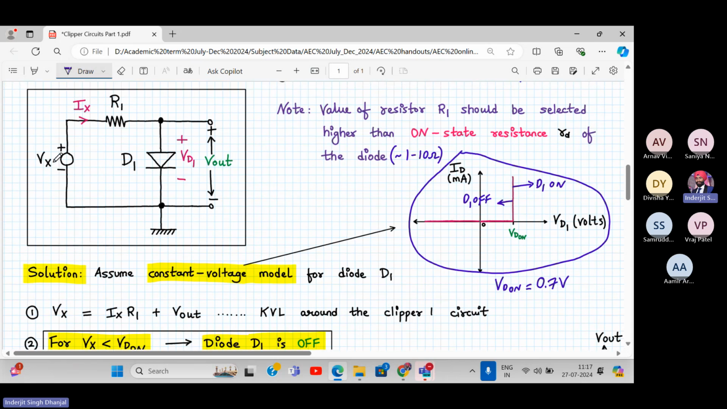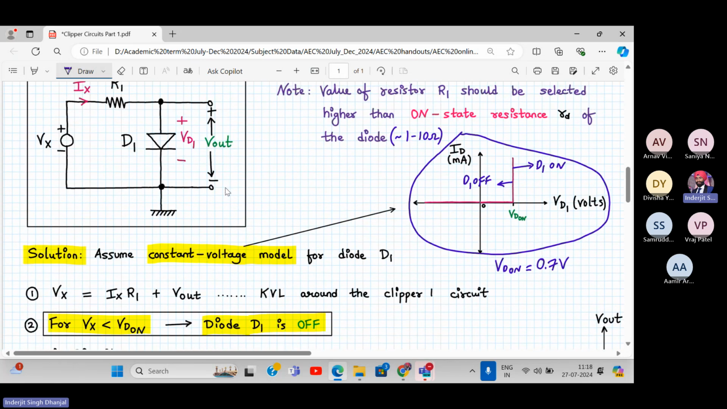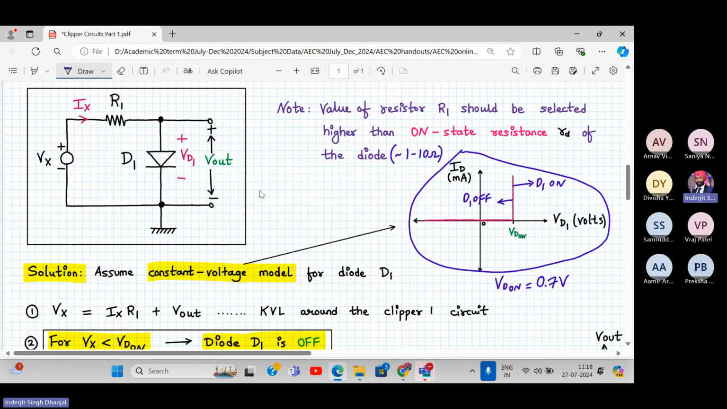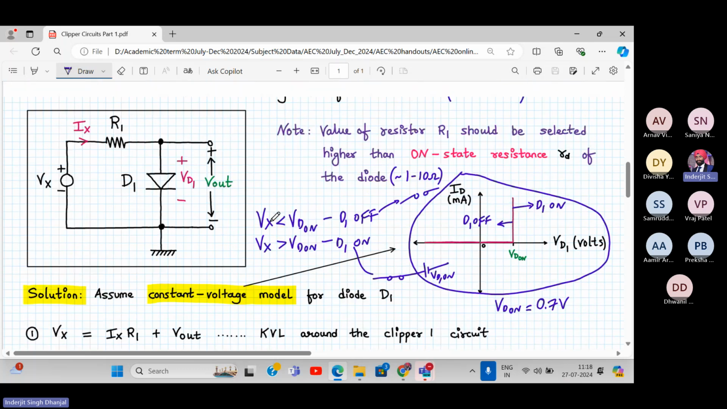All right. Now, if I apply the KVL around this loop, I'll get Vx is equal to Ix R1 plus V out. So Vx is equal to Ix R1 plus Vd1 or V out, because Vd1 and V out are almost the same as they are in parallel. All right. And what did we say about the applied voltage? If Vx is less than Vd on, then my diode will be off. If Vx is greater than Vd on, then the diode D1 is on. If it is less than, D1 is off. Okay. And when the diode is on, it is replaced with a short circuit and a battery of Vd on. And when a diode is off, it is replaced with an open circuit. All right. So these are the things which you should keep in mind before solving a clipper circuit.